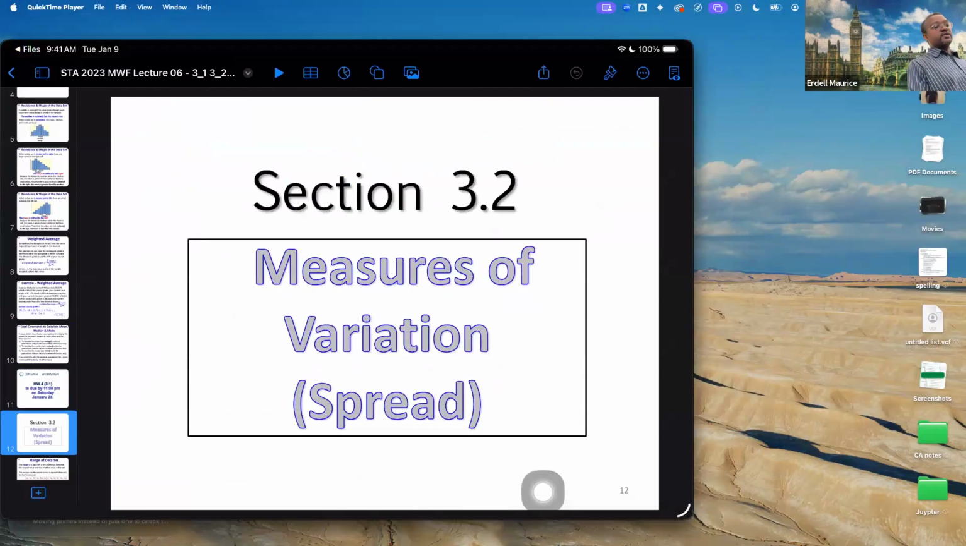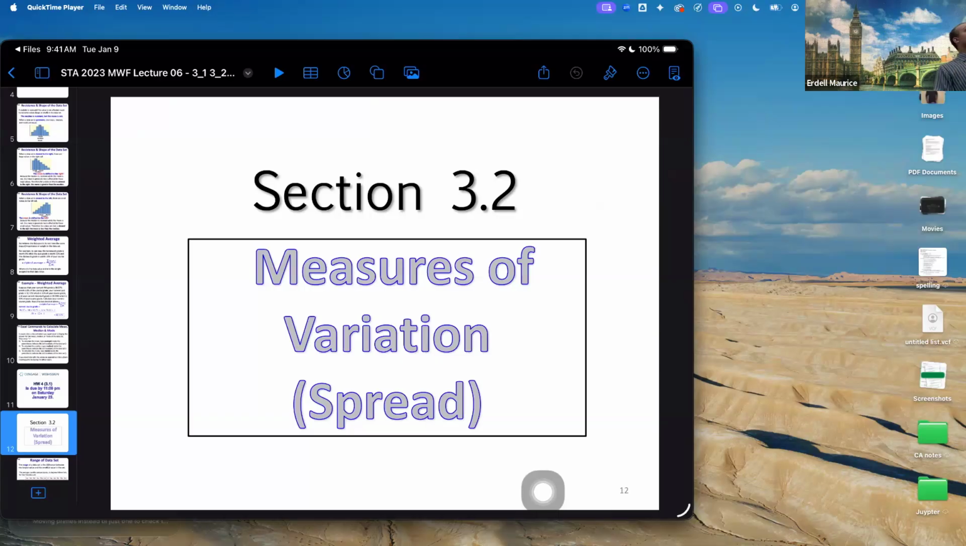That takes us into 3.2, measures of variation or measures of spread. We just did measures of central tendency, the measures to find the center of the data. This right here is measure of spread, or how spread out the data is, right? So for example, if my data set is 5, 5, 5, 5, and 5, that data set is not spread out at all, right? I have the same score exactly, yes?